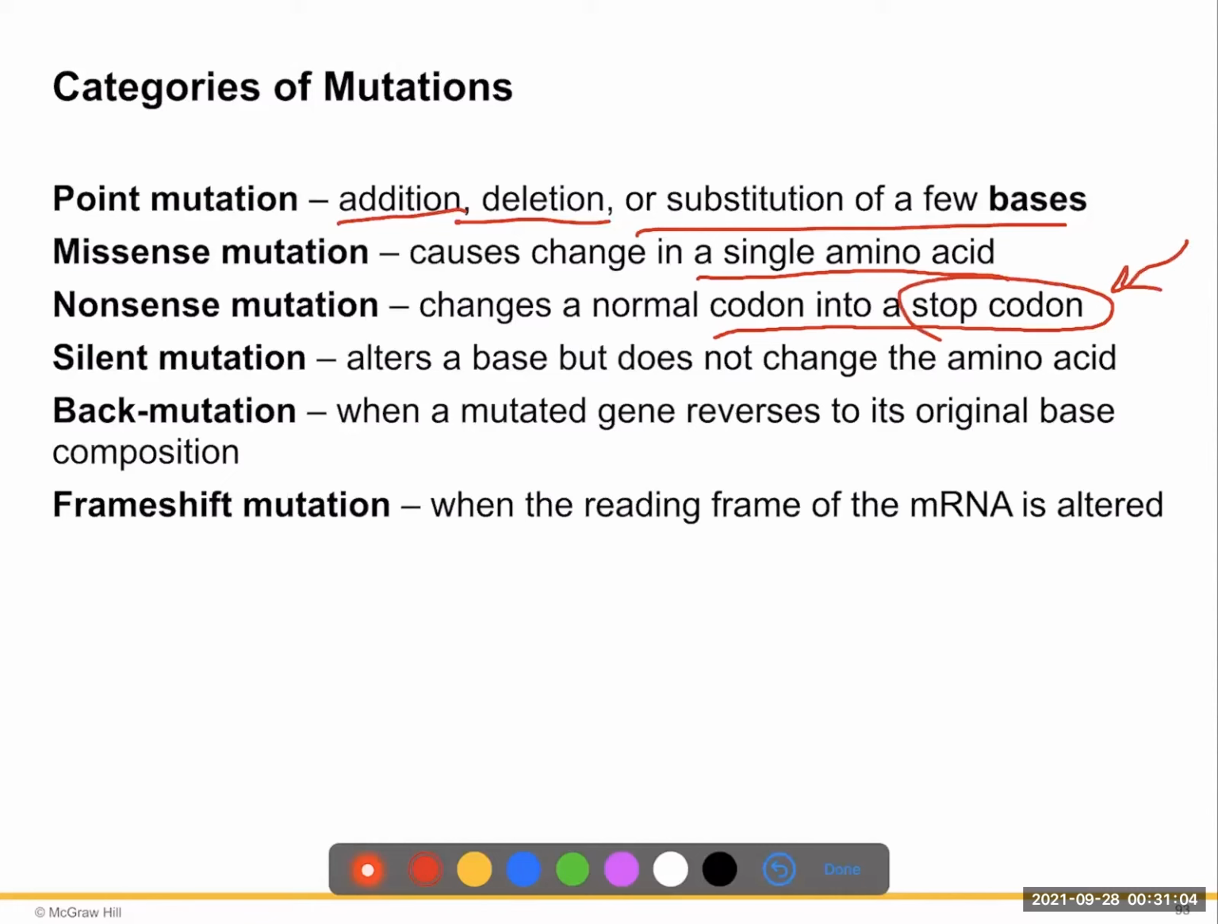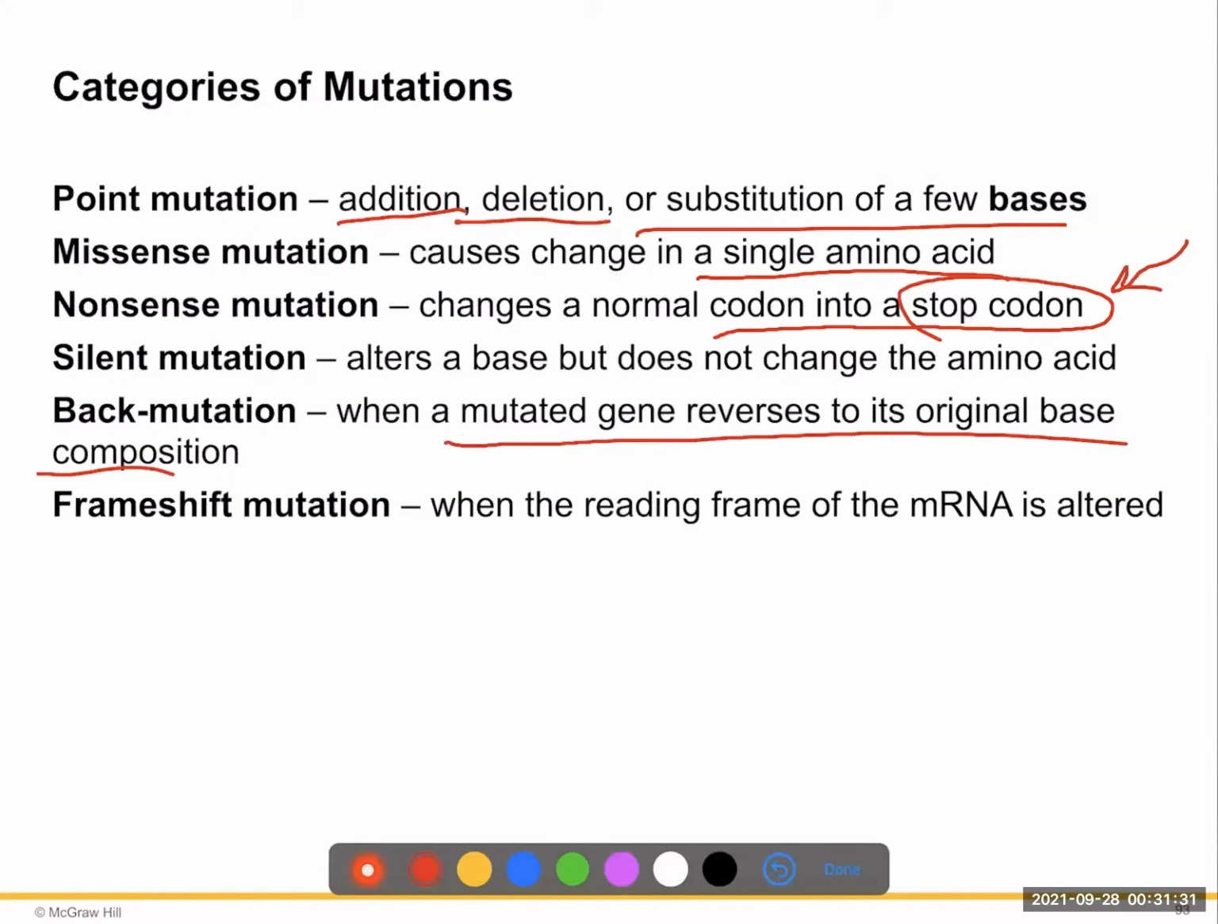A silent mutation alters the base but does not change the amino acid. Remember, we have redundancy in our code. So sometimes two different codons code for the same thing. If we get a mutation and it turns from a G to a C, but it codes for the same amino acid, this makes no difference. A back mutation is when a mutated gene reverses to its original composition. You get a mutation, then it goes back. That's a back mutation.